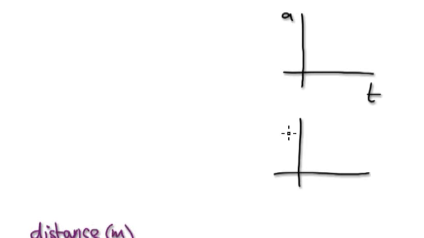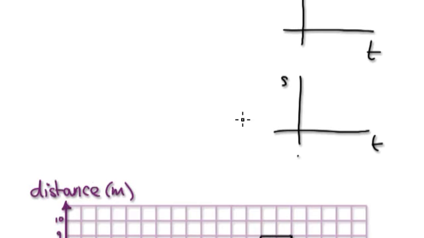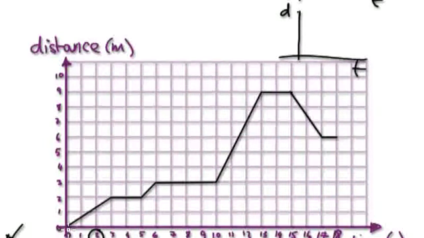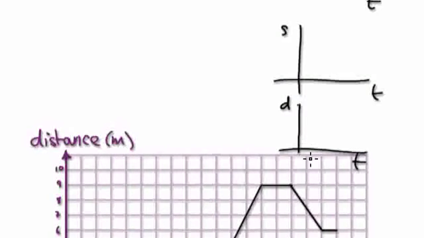Okay, so to answer this question, you should visualize your three graphs. You've got your acceleration-time graph, your speed-time graph, and then your last one is the distance-time graph. Now, let's just talk about this line here only. The distance-time graph is a straight line like this.